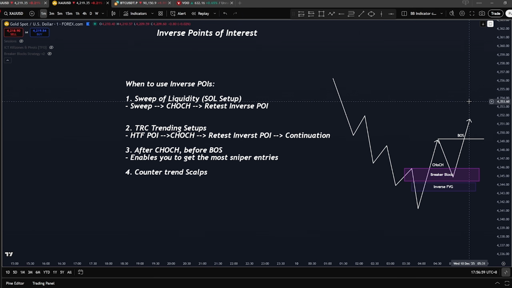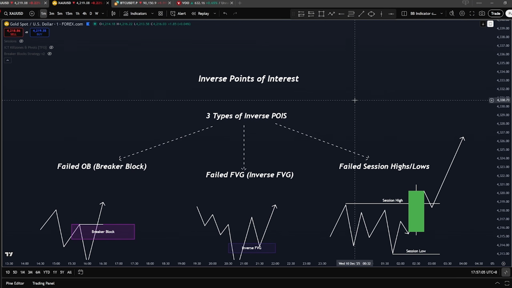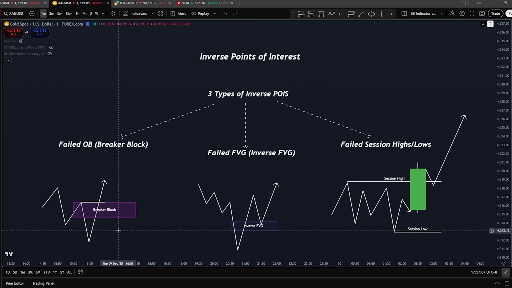And the tools that are going to help you catch those entries are going to be these three concepts. Failed order block, which is going to be your breaker block. Failed fair value gap, which is going to be your inverse fair value gap. These are the technical names for it. Your failed session high and low is just a break. So you're going to use that as a failed zone to retest buy. Think of it as a resistance that flipped into a supply.